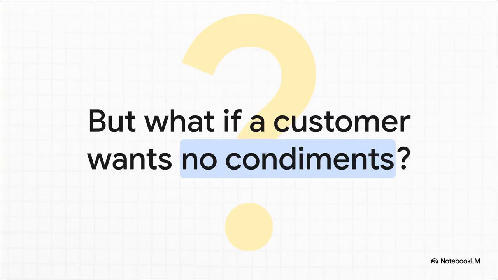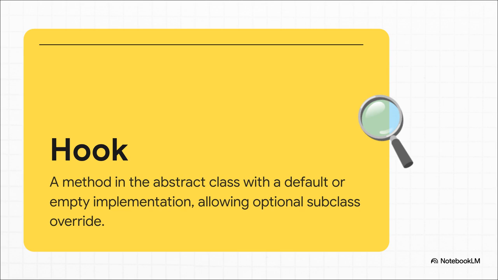Okay, but wait a minute. There's a small problem. What if a customer wants just a plain black coffee? No sugar, no milk. Our current template forces us to add condiments every single time. So how do we handle optional steps? The answer is something called a hook. You can think of it as an optional step in the recipe. The parent class provides a default behavior, like maybe doing nothing, but the child class can choose to override it and do something special. It's a way to let subclasses hook into the algorithm, but only if they need to.